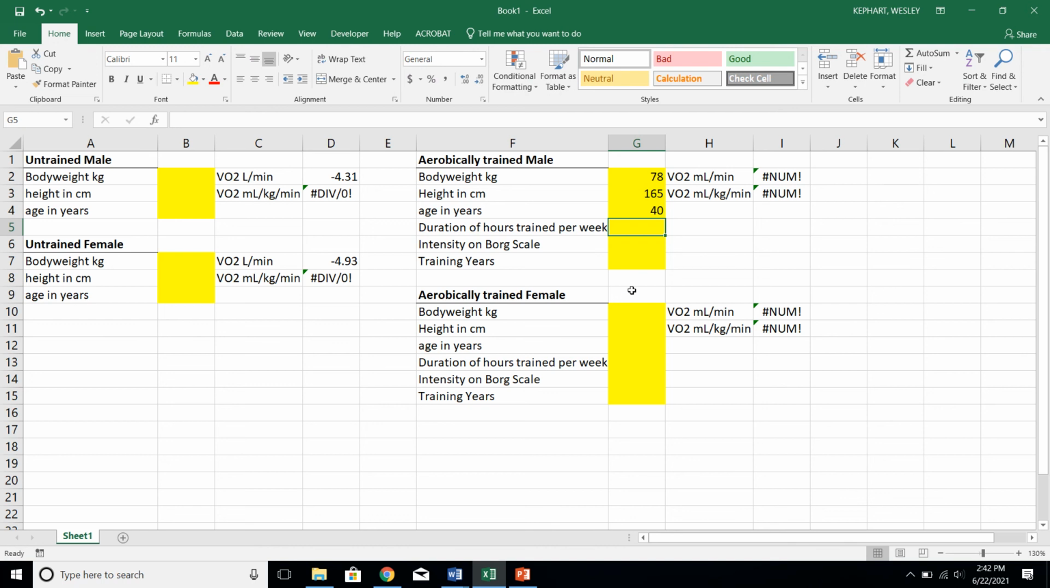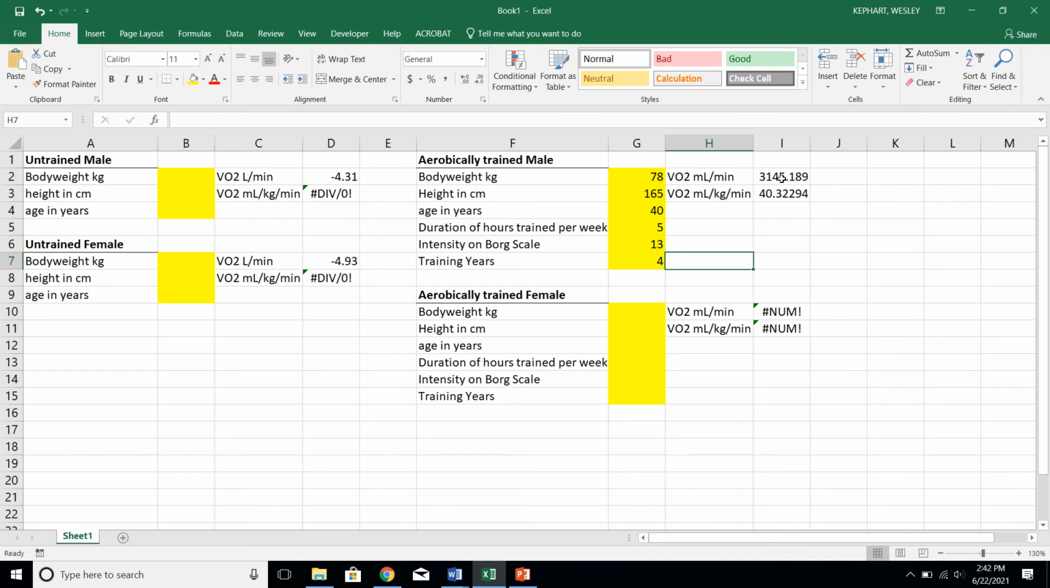Duration of hours trained per week. Now, this is making things up, so let's just say I actually train about 5 hours per week. So I go out on an hour jog Monday through Friday. Intensity, my heart rate's around 130, so there's that. And then training years, let's say I've done this for 4 years, right?